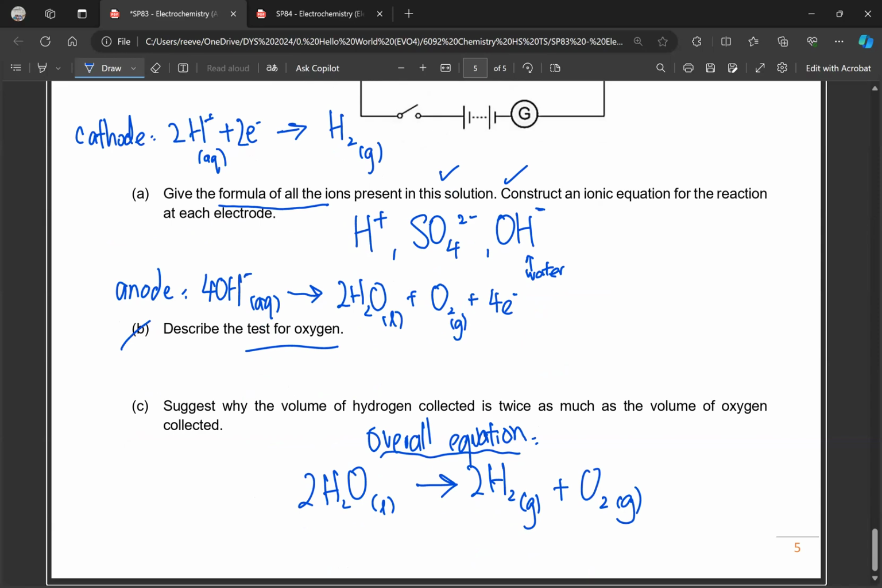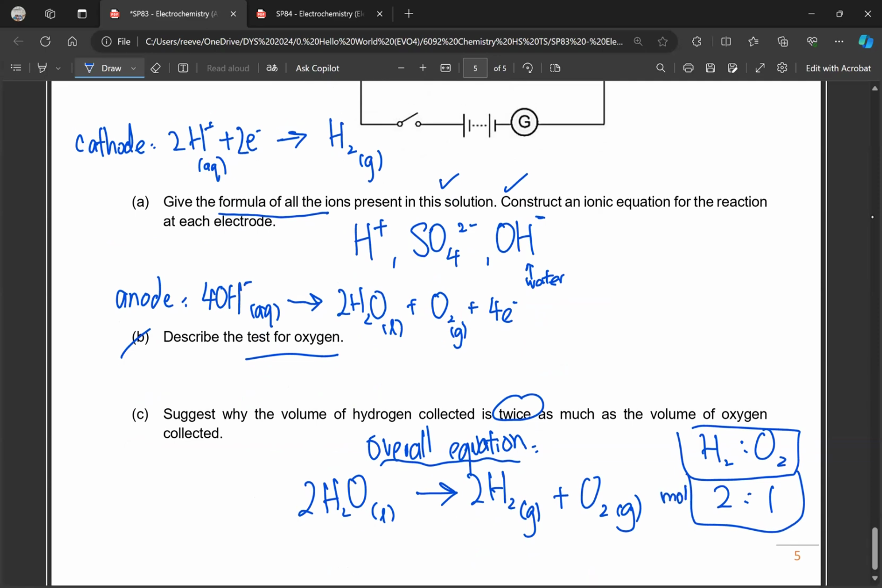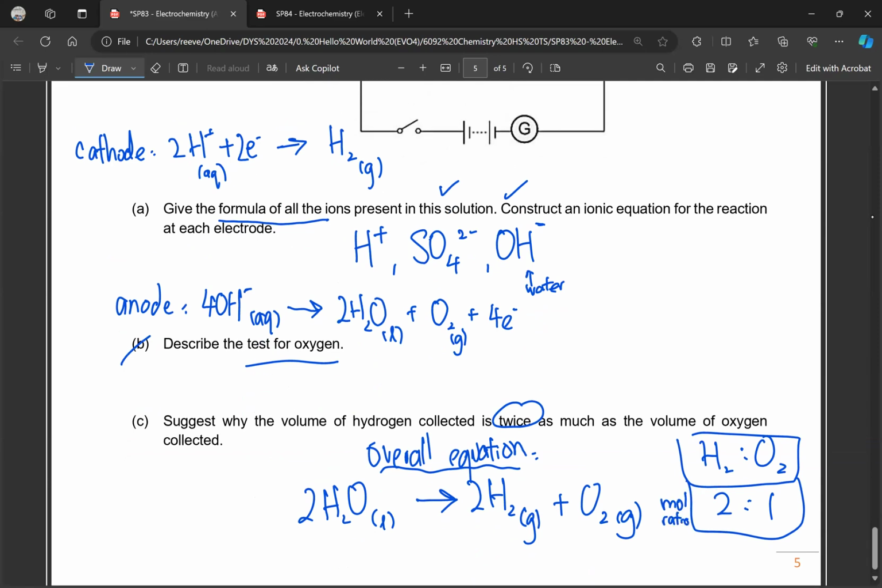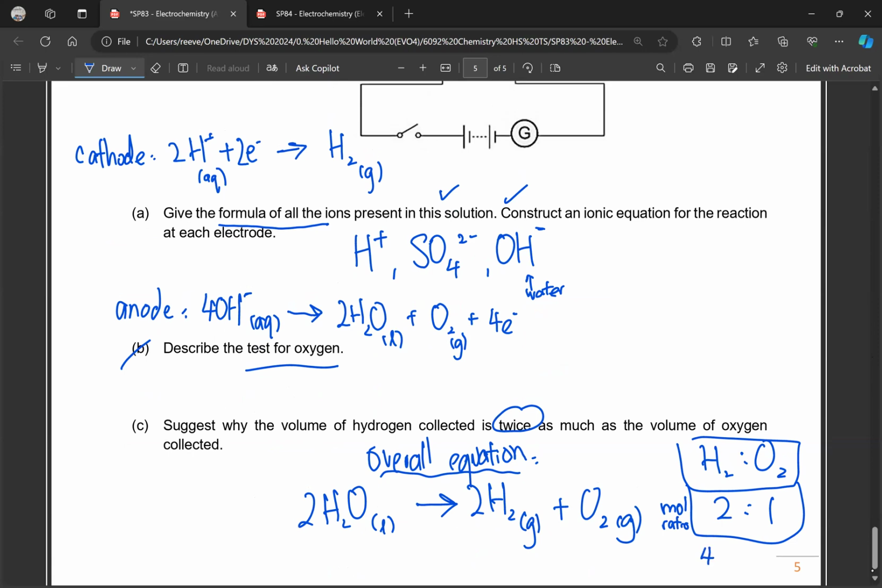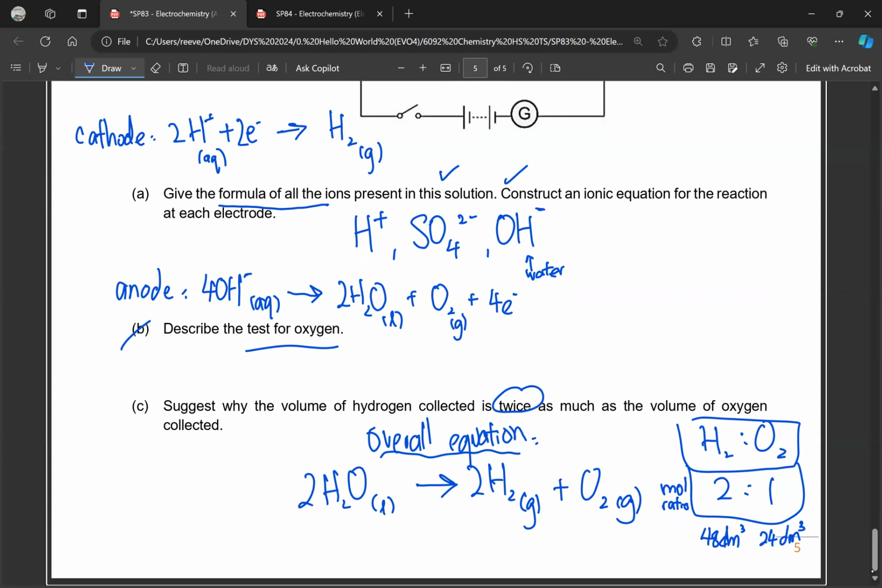So why is the volume double? Very simple. Because I have the mole ratio. The mole ratio of H2 to O2 is 2:1. I trust you know the mole ratio. So if I have 2 mol, that means 48 dm3, then this one is 1 mol, 24 dm3. So it's double. The reason why it's twice as much is because the mole ratio is double.